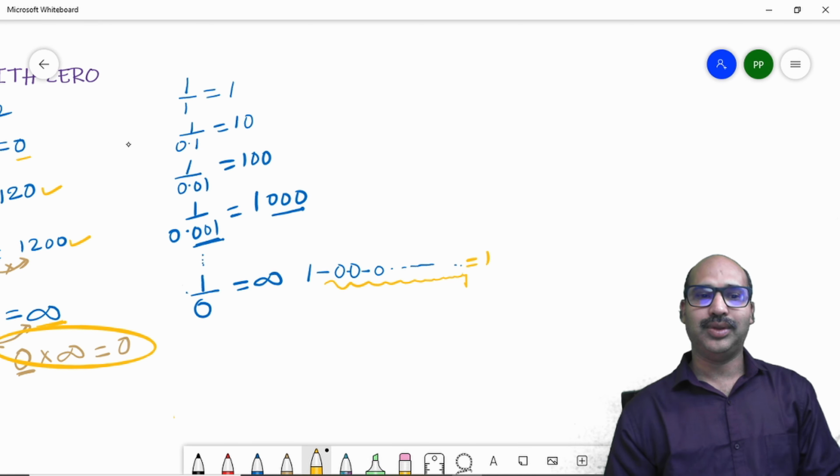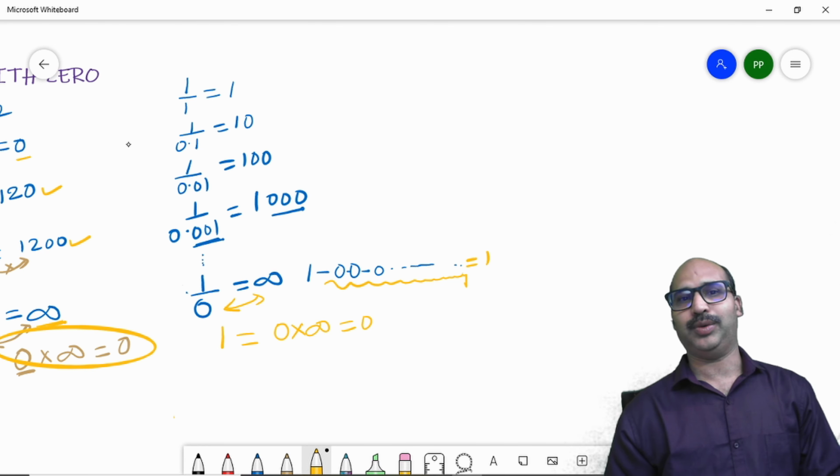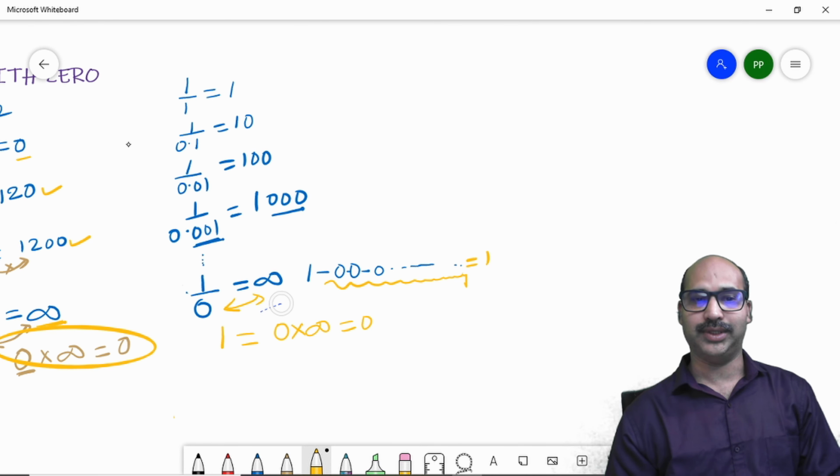And also again this 1 is equal to, as per the similar concept we discussed earlier, 0 into infinite, which is equal to 0. This is also not possible. So again, 1 by 0 is equal to infinite is a wrong assumption.